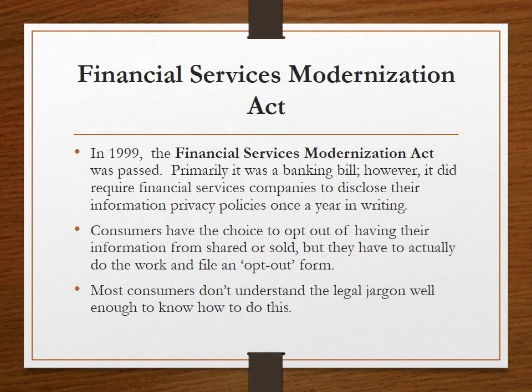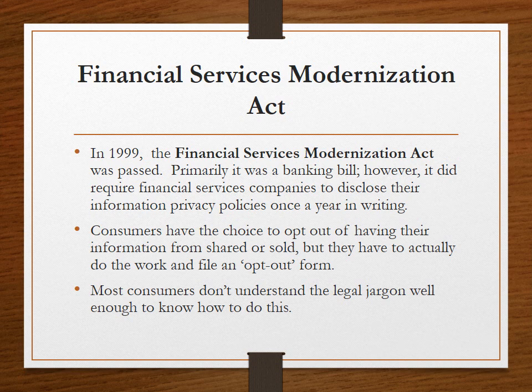In 1999, the Financial Services Modernization Act was passed. Primarily, it was a banking bill. However, it did require financial services companies to disclose their information privacy policies once a year in writing. So if you have a credit card or a loan, you get a little brochure in the mail every year. You probably don't look at it. You probably open it and go, oh, and then throw it away, or preferably recycle it.